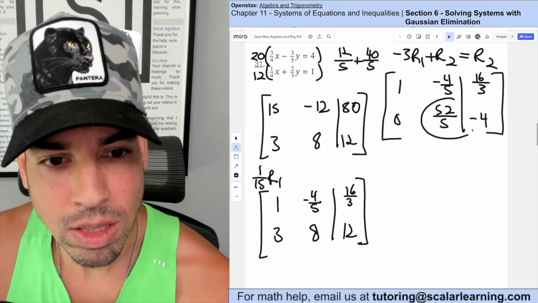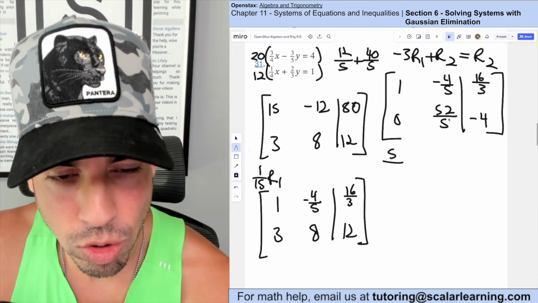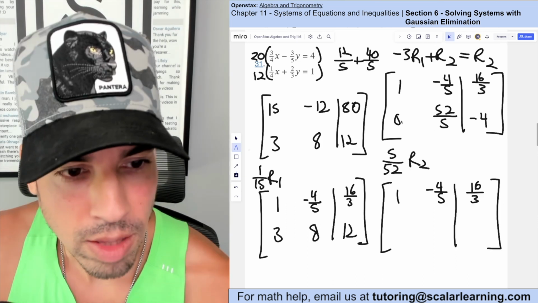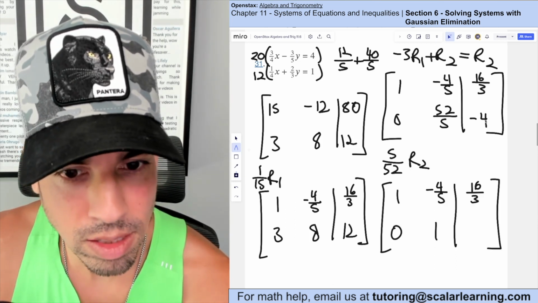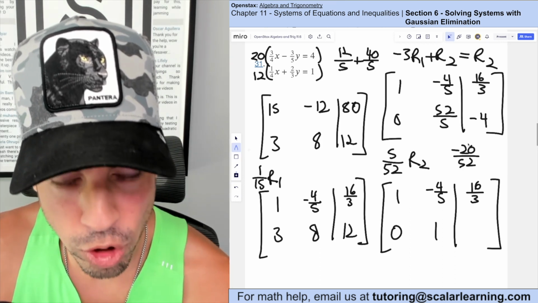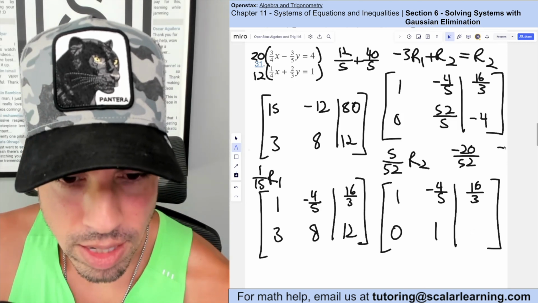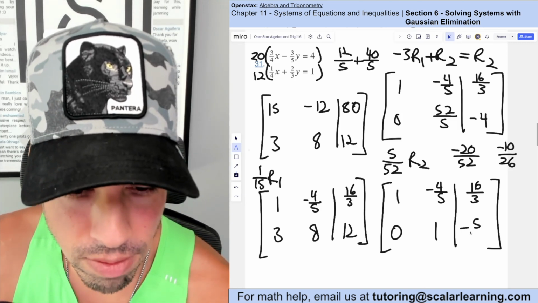Great. Okay, now I'd love to flip this to a 1. I'm going to do that by multiplying by the reciprocal of 52 over 5, which is 5 over 52. That times 0 is 0. This times 52 over 5 is 1. And then this times negative 4, that's going to be negative 20 over 52, which you can divide top and bottom by 2, and you get negative 10 over 26. Do it again, and you get negative 5 over 13.